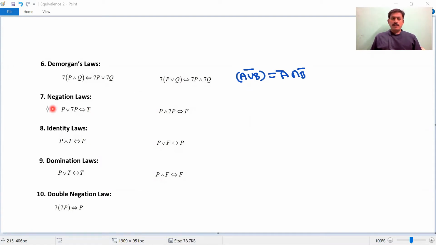The next law is negation law. P or not P equivalent to T. P and not P, this T is converted into F in the dual. So therefore P and not P equivalent to F. If you want to remember this, we can remember the examples of tautology and contradiction. This way we can remember this negation law.